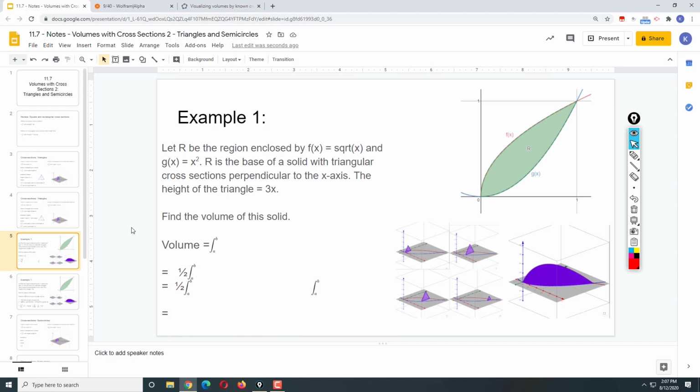Okay. For example, we go back to our same region as the last lesson. Let R be the region enclosed by f of x equals square root of x, and g of x equals x squared. R is the base of a solid with triangular cross-sections perpendicular to the x-axis. The height of the triangle is 3x. What do triangular cross-sections look like?